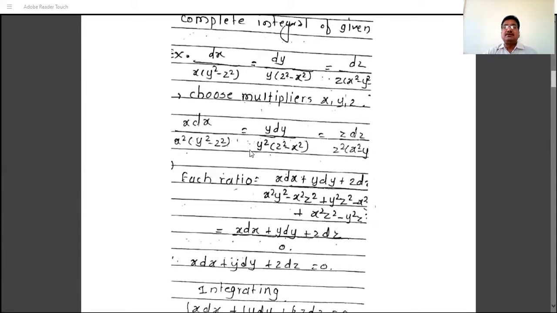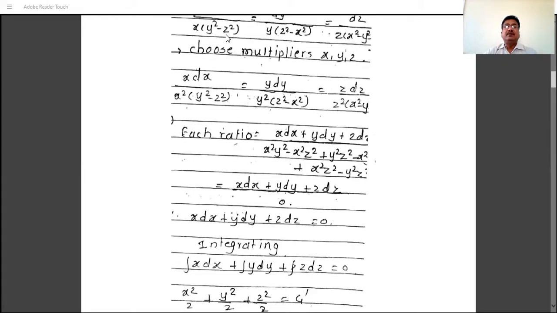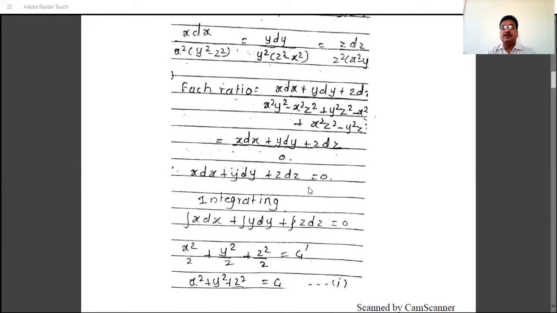that is, choose multipliers such that lP plus mQ plus nR is equal to 0. The next example: dx divided by x(y square minus z square), dy divided by this, dz divided by this, and then choose multipliers x, y, z such that each ratio is equal to x dx plus y dy plus z dz divided by, multiply by x. What we have? We have this x square y square minus x square z square. Similarly multiply by y and add, multiply by z and add. Then we have the answer 0, and therefore x dx plus y dy plus z dz is equal to 0.